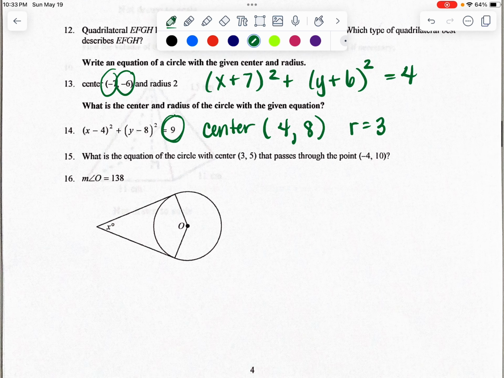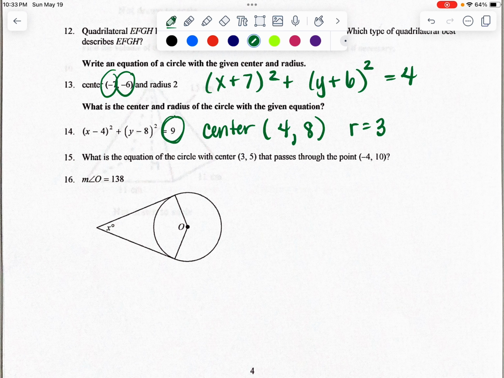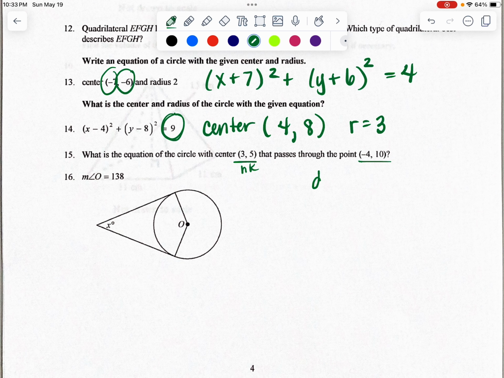Number 15 is the same-ish as 13, but instead of giving you the radius, because they do give us the center, we know that's obviously going to be the H and K, it tells me it also passes through this point. So if I found the distance from the center to that point, that would be the radius. So I'm going to do that real quick. I'm going to use the distance formula again. Should be well versed in it this time. Maybe I'll subtract correctly this time.